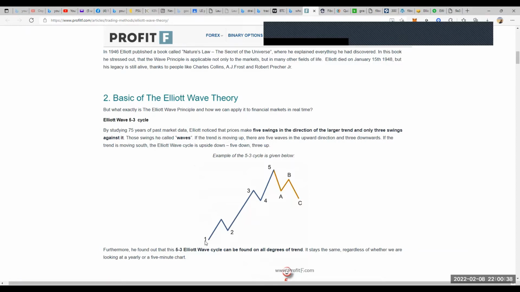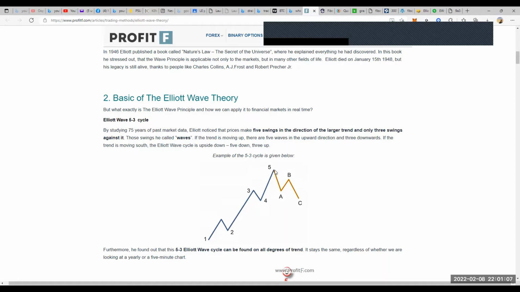An impulsive wave is going in the direction of the trend, so we see the trend going this way. Your impulsive waves are wave 1, wave 3, and wave 5. Waves 2 and 4 are coming back down, and these are called corrective waves. We see those over and over in the market.